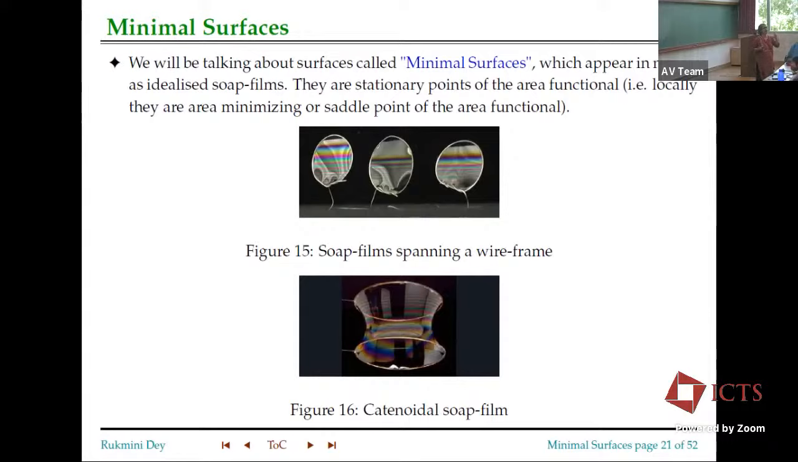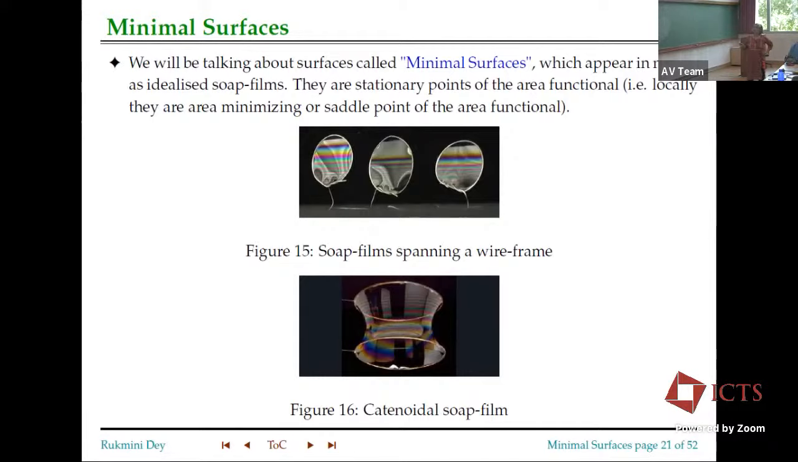Locally means I dip it many times, I may get different minimal surfaces. You try this experiment. You have a little wireframe. You dip it in soap solution. Every time you may get a different one, okay? Depending on how the wire is shaped, okay?